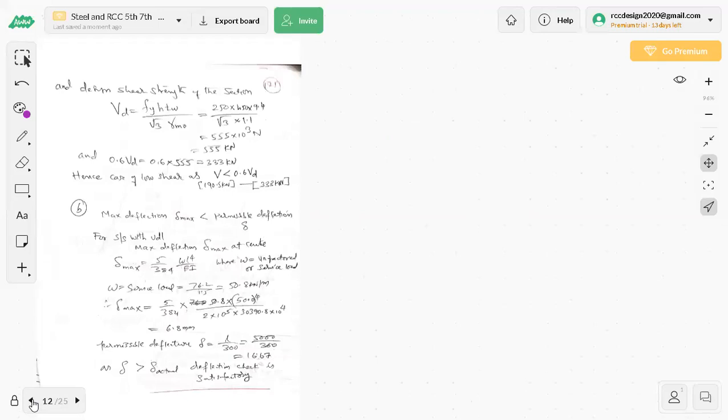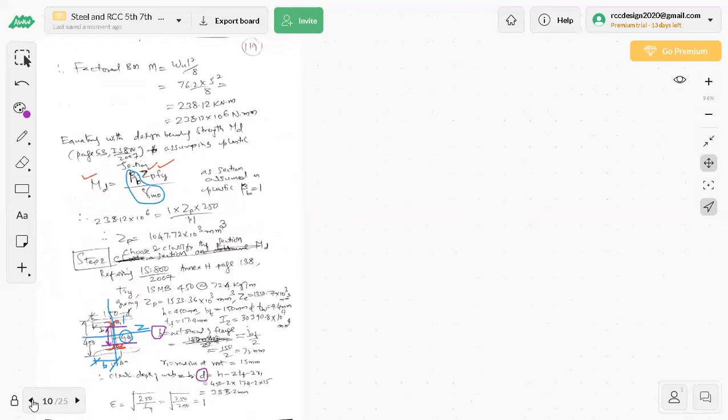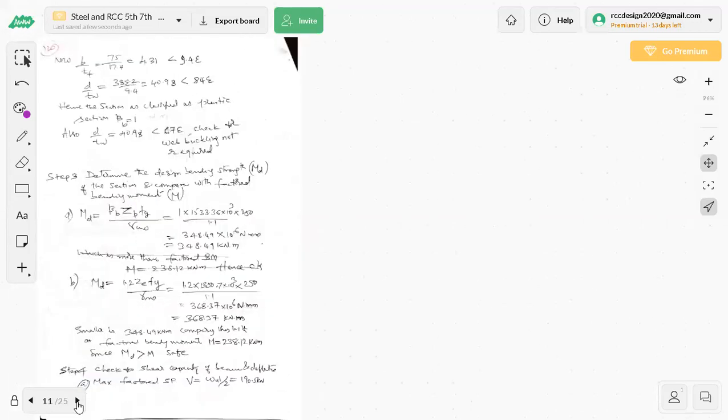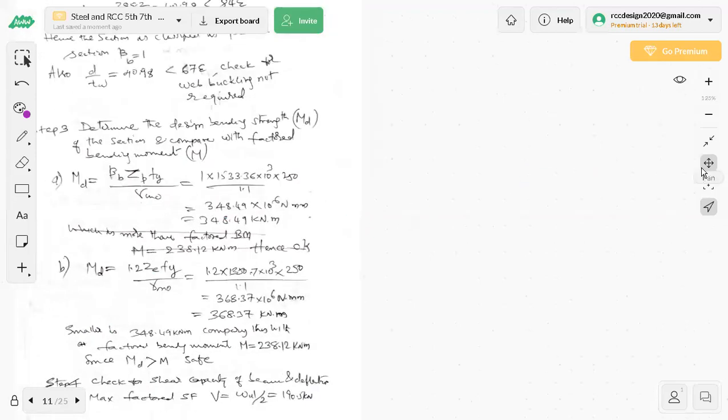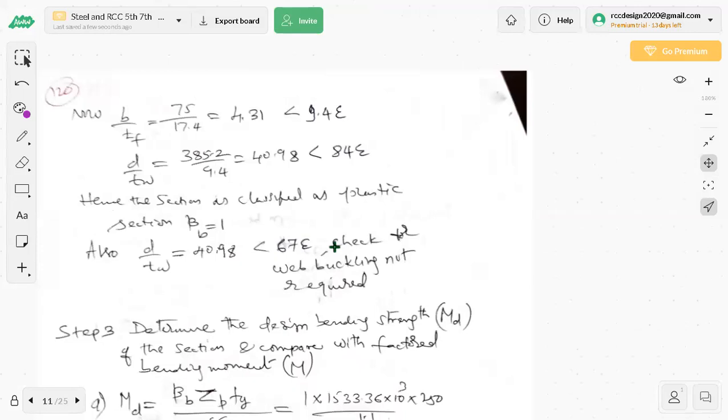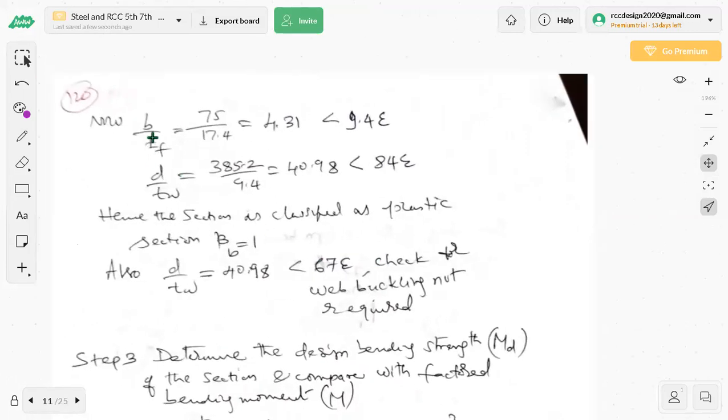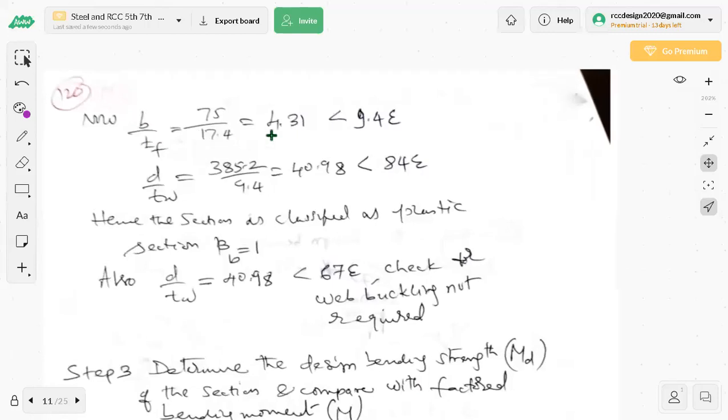Finally, the checking of whether whatever we assumed was correct or wrong, because here I have assumed beta B. Now I will open that page separately again. Observe, with the B and D calculations, I calculated B by TF. B by TF: 75 divided by TF of 17.4, I got 4.31. This value is less than 9.4 epsilon, or E. E is 1 here.